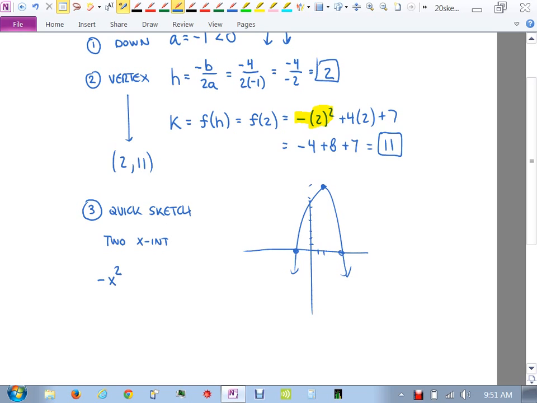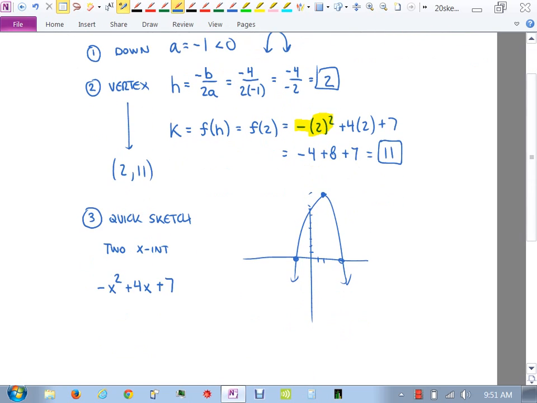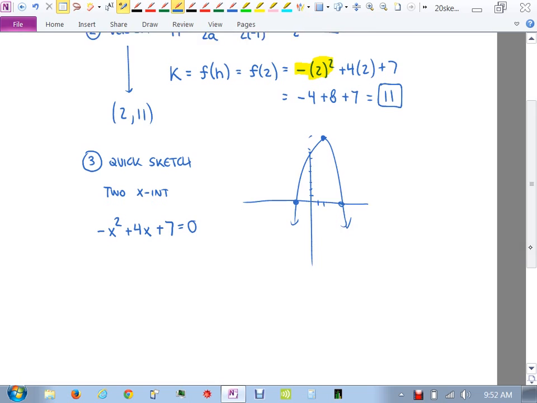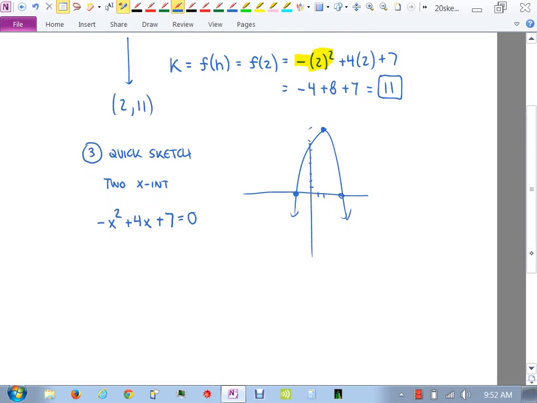So now I'm going to set the function equal to 0. At this point, you have the freedom to solve that any way you want. You could use factoring, if factoring would even work. Or you could use the quadratic formula. The quadratic formula will always work, right? If you don't like that negative sign in front of x squared, you can multiply everything by negative 1 to make it positive. It's totally up to you at this point. I'm going to use the quadratic formula because it won't factor.